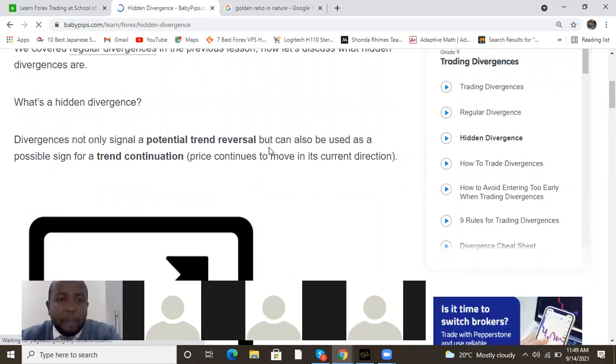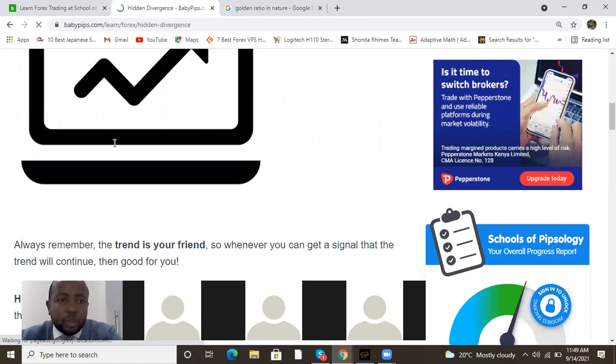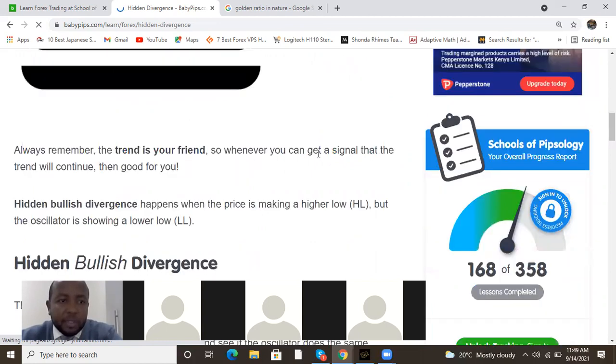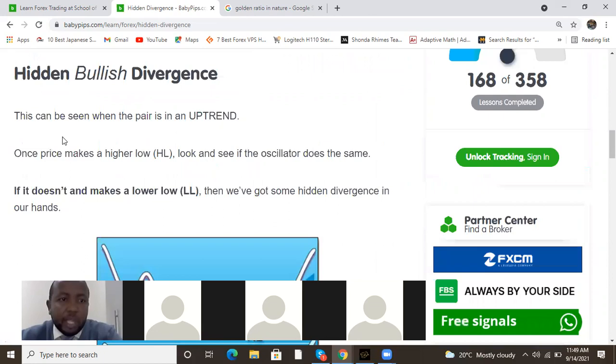That means the trend continues. It looks like something like this. Always remember the trend is your friend. So what's that bullish divergence? It looks like this.